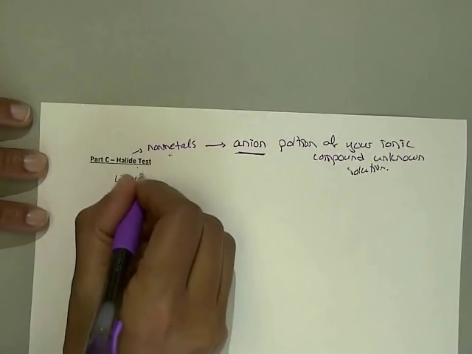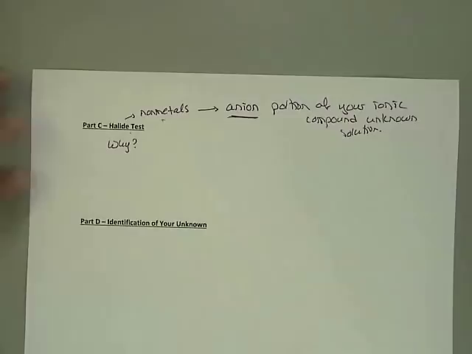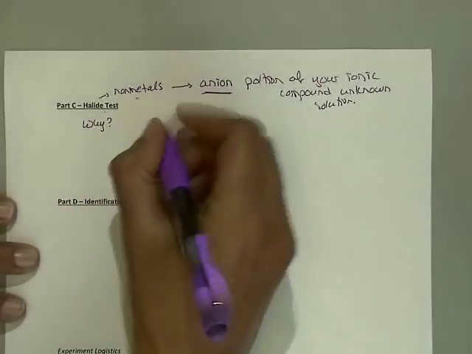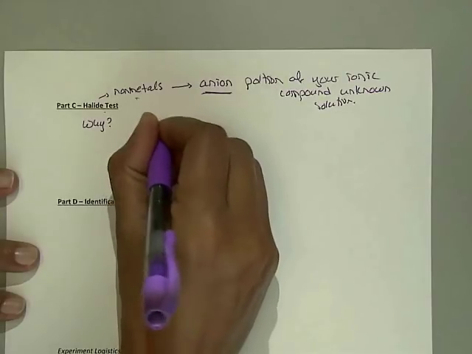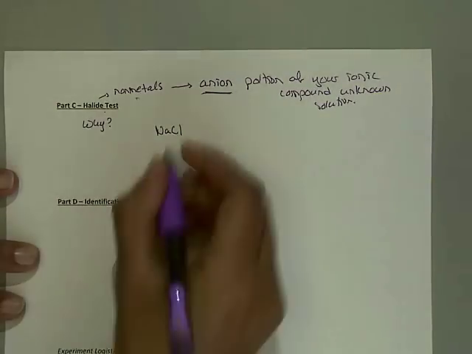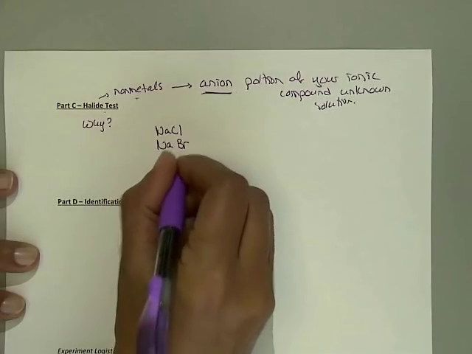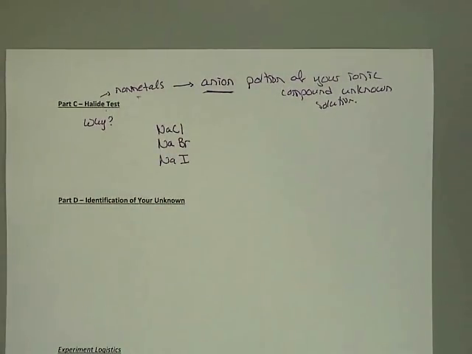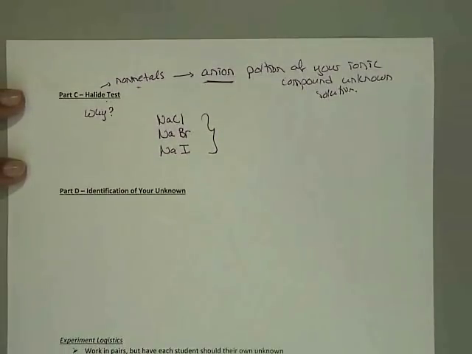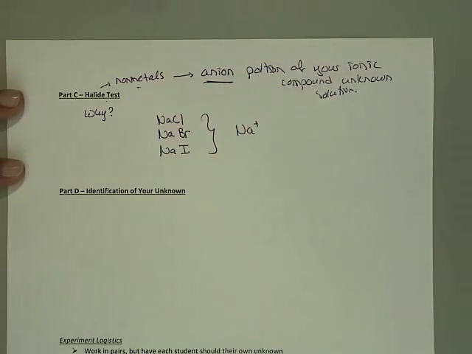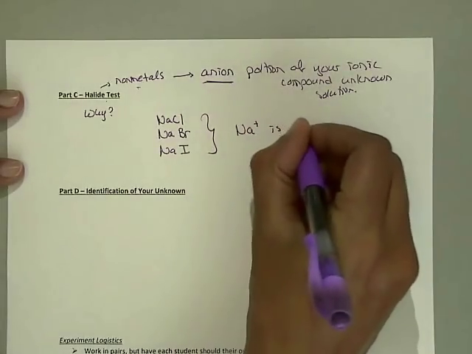Why is that the case in part C? Well, if you read part C, you're going to see that you're going to be using a sodium chloride solution, a sodium bromide solution, and a sodium iodide solution. If you notice here, what's the common element in these 3 compounds? The common element, or the common ion, is the sodium ion. So this is common.